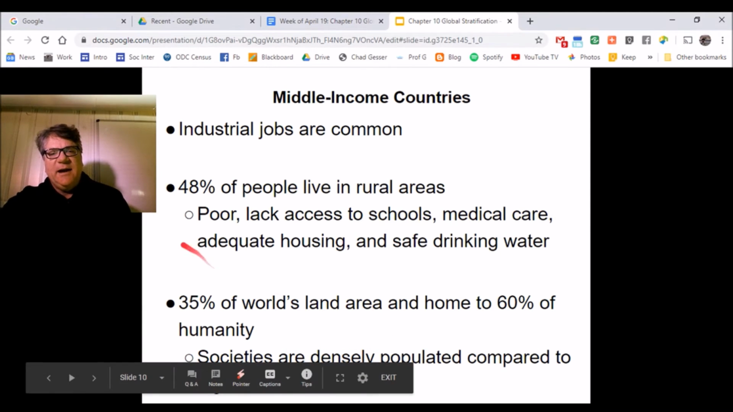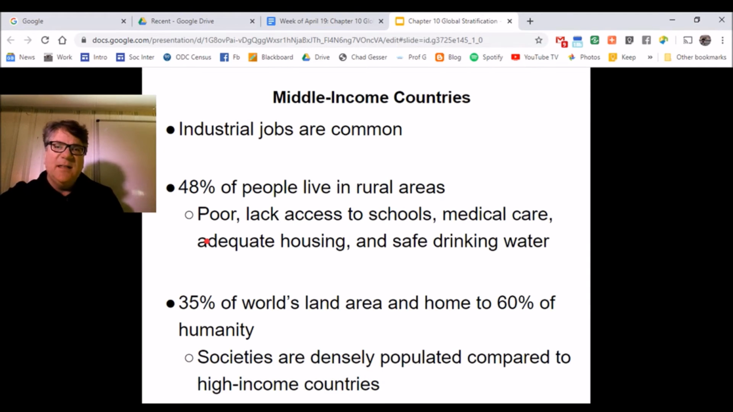35% of the world's land area and home to 60% of humanity. So you could think that most people in the world are living in a middle income society. Where are those places? That's in your textbook, okay?